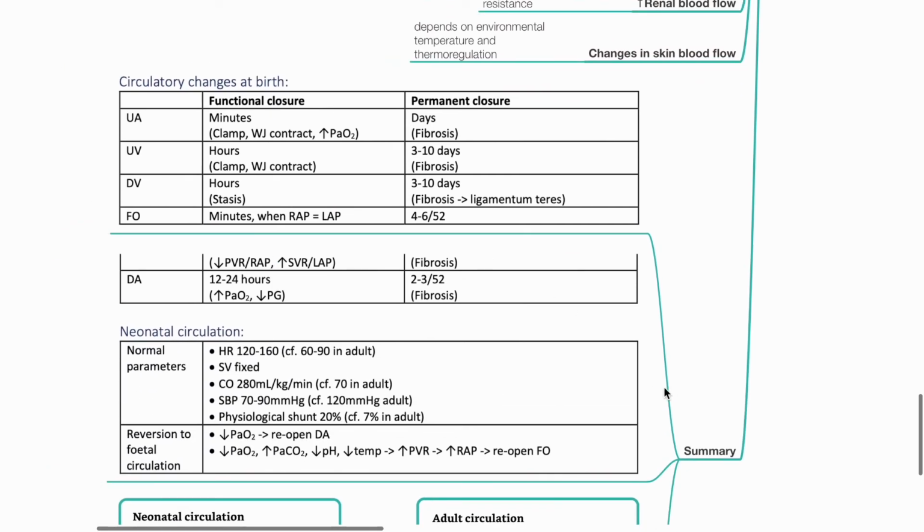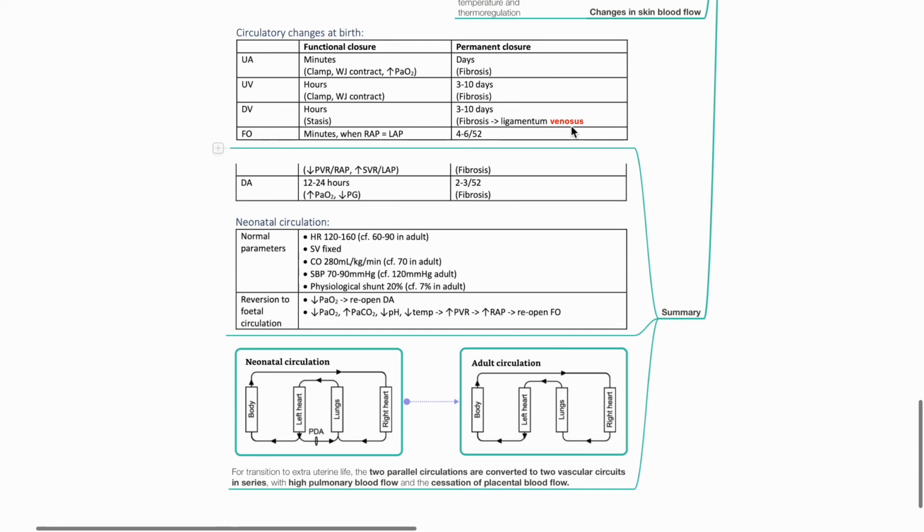As a summary, functional closure of the umbilical artery occurs within minutes, permanent closure occurs within days due to fibrosis, functional closure of the umbilical vein occurs within hours, permanent closure occurs within 3 to 10 days due to fibrosis, functional closure of the ductus venosus occurs within hours due to stasis, and permanent closure occurs within 3 to 10 days due to fibrosis, forming the ligamentum venosum.